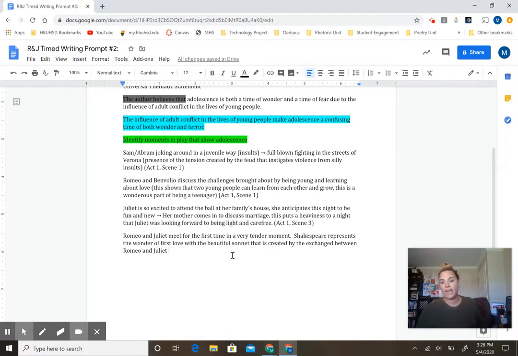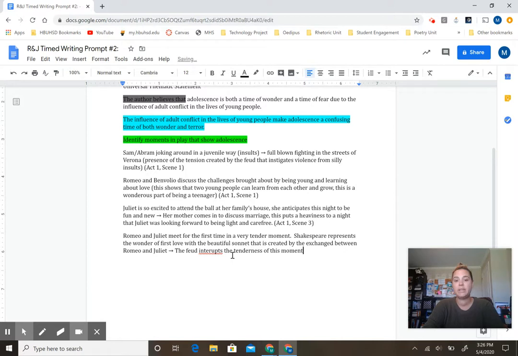So all of that is very tender. And what is it that Shakespeare uses to then break the tenderness of that moment? The feud interrupts the tenderness of this moment. And honestly, two ways. One is Tybalt's reaction, and two is they learn they are enemies.